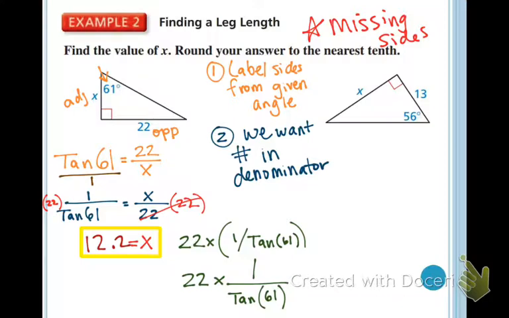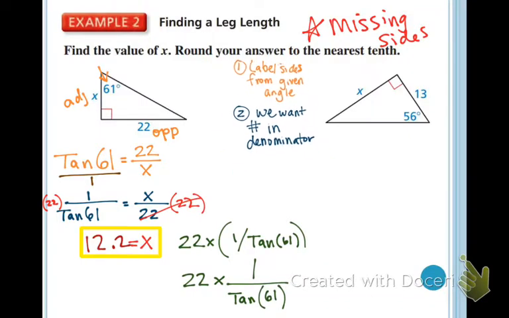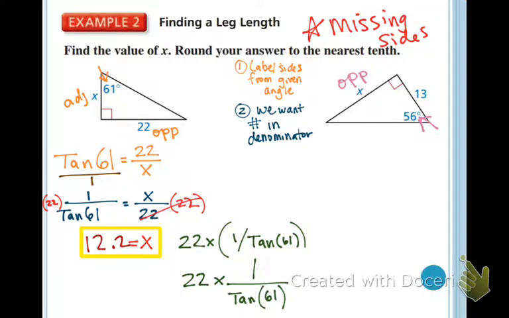Okay. The second problem, we're going to do the same thing. We're going to label the sides from the given angle. So what angle was given to us? Angle 56. All right, so from 56, what kind of side is x? Opposite, and 13 is adjacent.